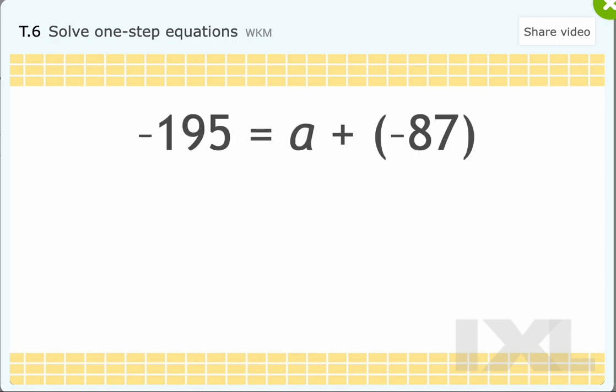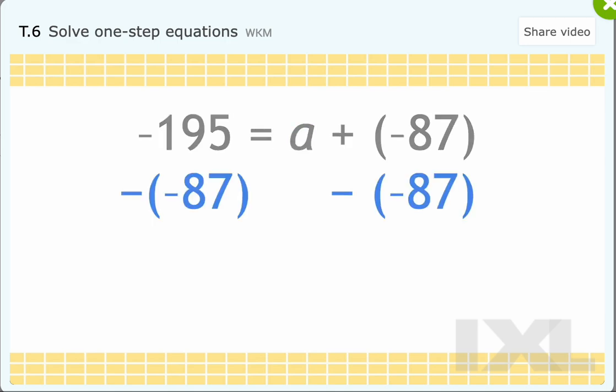Negative 195 equals a plus negative 87. To isolate the variable, we need to subtract negative 87 from both sides since negative 87 is being added to a. The negative 87s on the right side of the equation cancel each other out, since adding negative 87 and subtracting negative 87 are inverse operations. That leaves us with just a on the right side.